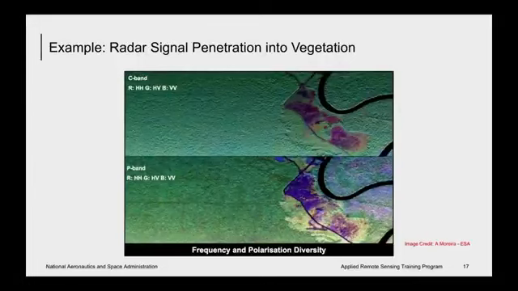So this example is of penetration depth through vegetation. And the image on the top is a C-band image. Again, C-band has a wavelength of about 5 centimeters. And the image on the bottom is a P-band radar image, and P-band has a wavelength of about 40 centimeters. So note the difference, the greater details in the P-band image.